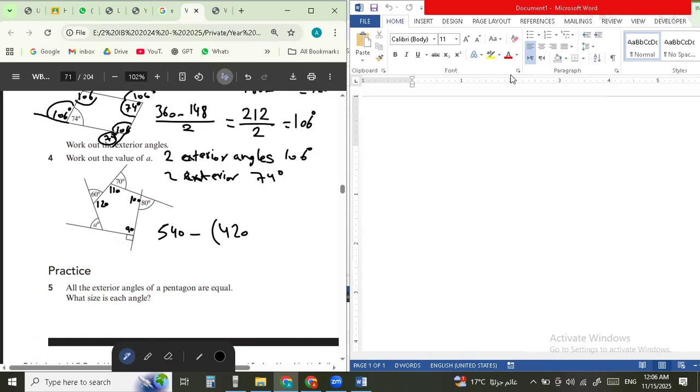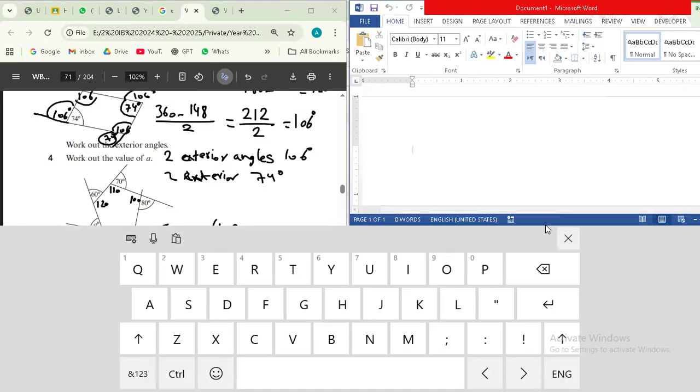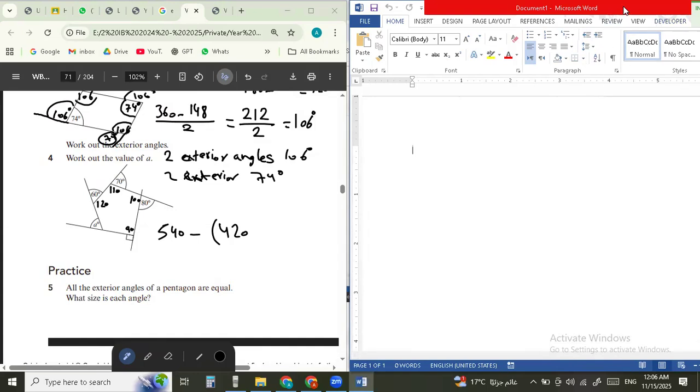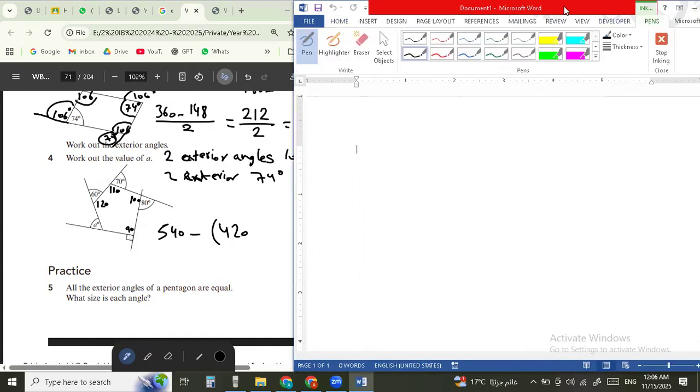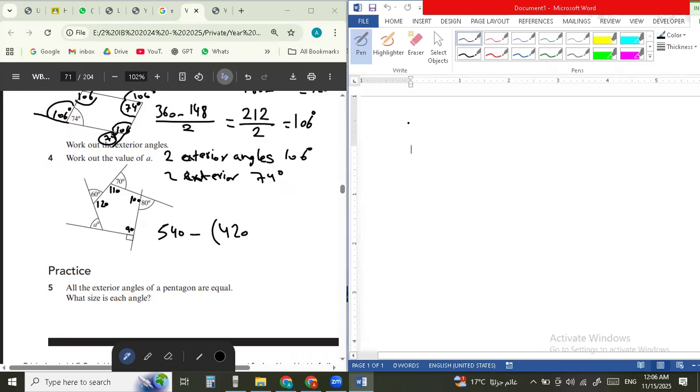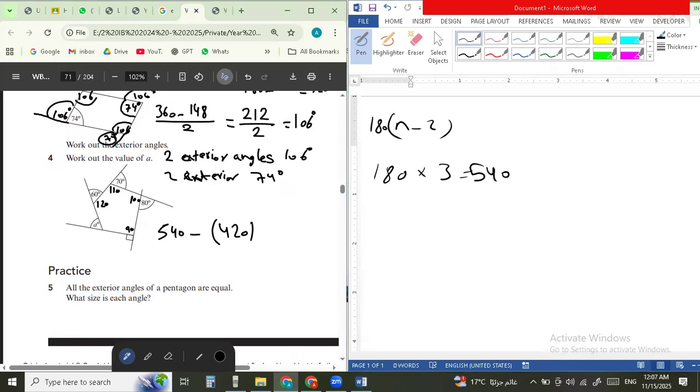How do you know it? Well, I know for sure that following this rule that we learned in lesson 5.2, n minus 2 multiplied by 180, is going to give you the sum of the interior angles of any polygon. This is a pentagon, so 180 times 5 minus 2, which is 3, is going to give you exactly 540. So that's why I subtract from the 540 the sum of the four angles, which is 420. That will give me exactly 120 degrees. So the fifth angle here is 120 degrees.